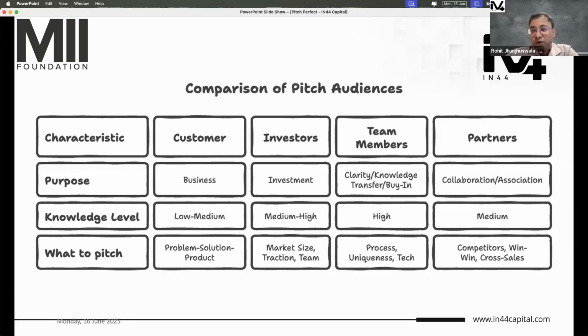So similarly, as I said, you pitch different things. For a customer, you pitch the problem and solution. For an investor, you pitch the investment scope. How well will you get an exit? How much money can you make? The team members will want the whole process: why you should join us, what the technology is, what you would learn. And with partners, it will be more like, how can we make a win-win situation, how can I sell products for you, how can you sell products for me. So pitching is not always for investors. Pitching is anything that you do to enable the other party to take a decision, right?